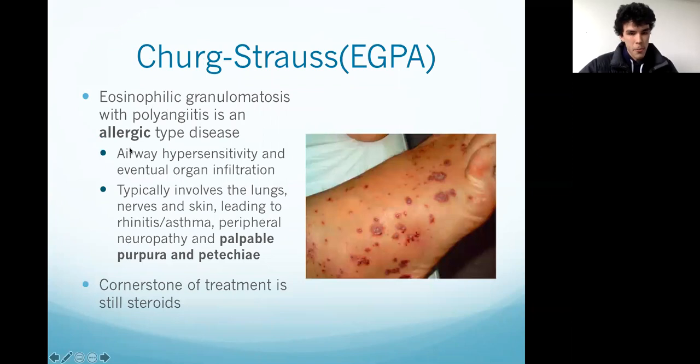Churg-Strauss, different one, so it's eosinophilic this time, so it's more allergic. You don't need to know lots about this either. Essentially just palpable purpura, petechiae, and you should probably give them steroids. And it looks kind of like this, so very dark petechial, maybe even, sorry, bigger than that, purpuric or palpable type rash.